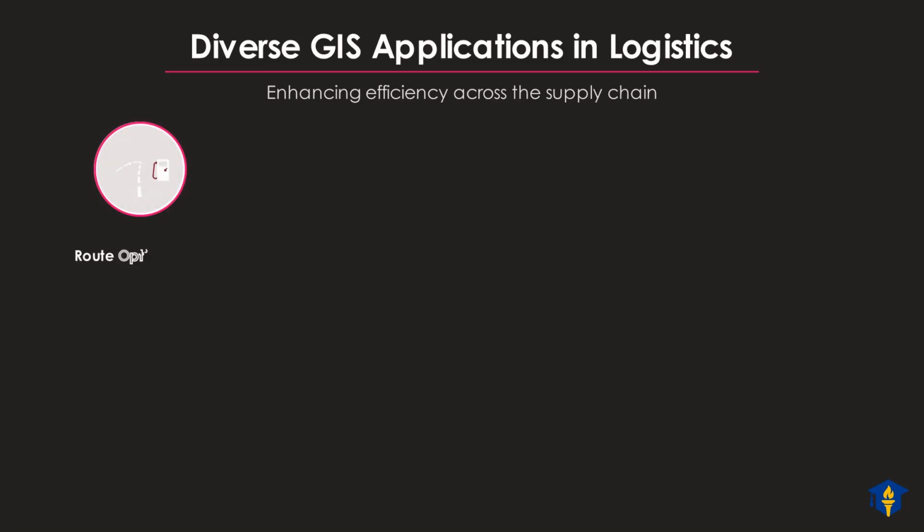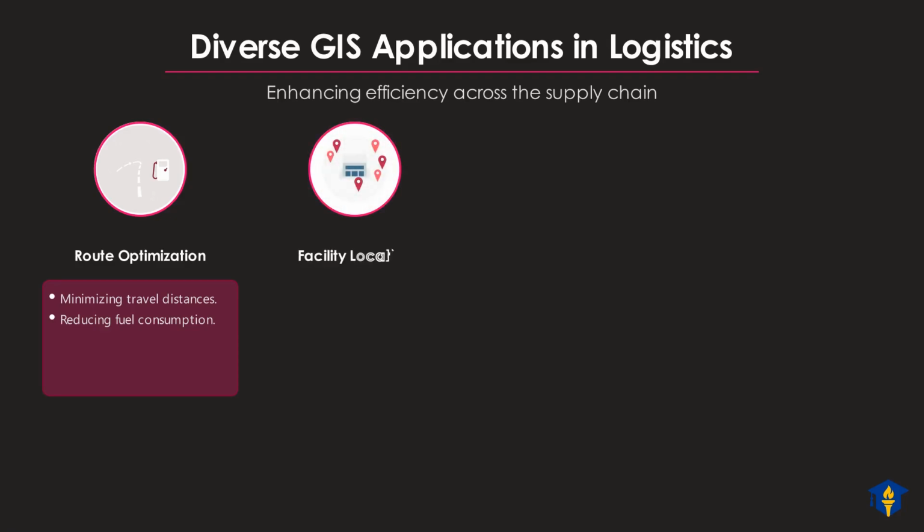One key application is route optimization, which is incredibly powerful for operations. This involves minimizing travel distances for all our vehicles and deliveries. Consequently, it leads to a significant reduction in overall fuel consumption.